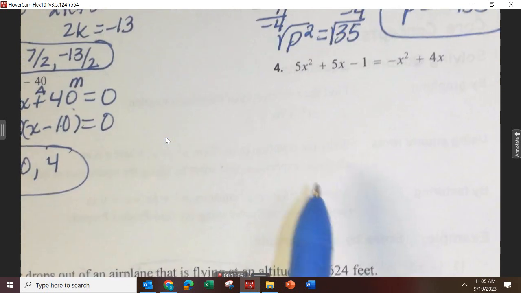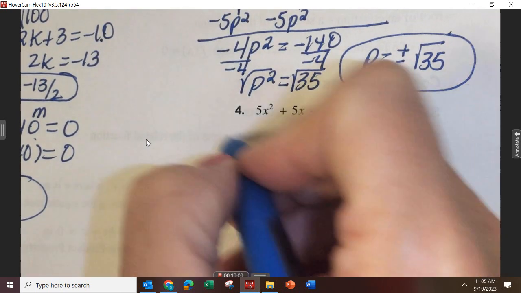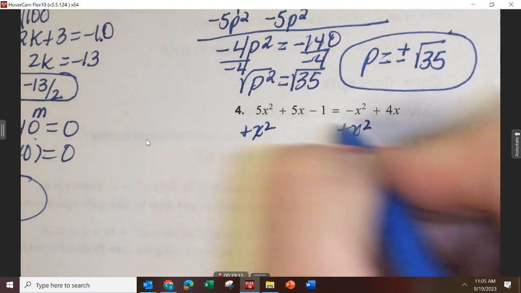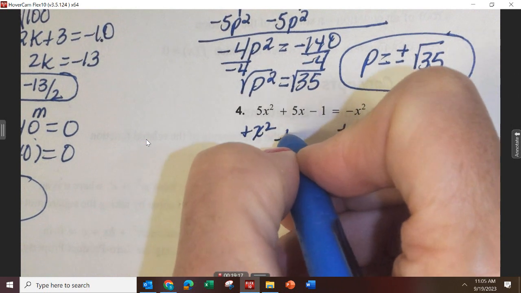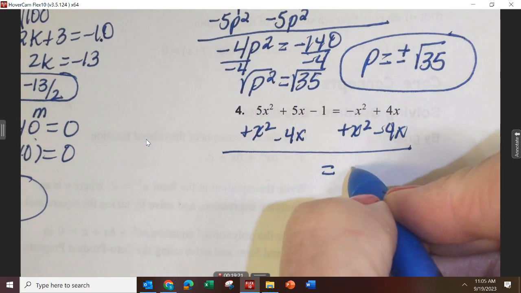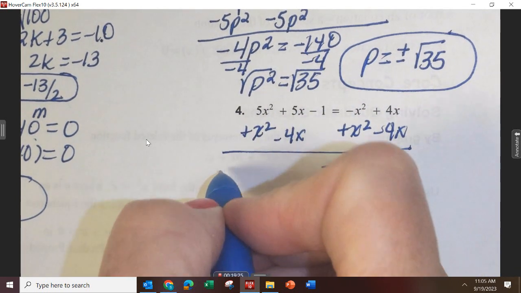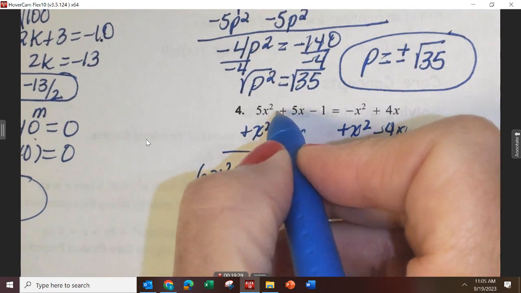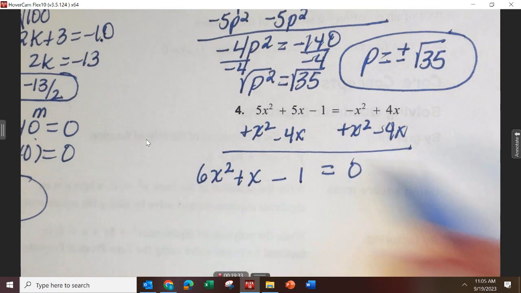Always get it set equal to 0 first. All right, let's do this one together. I'm going to get the x squared over, so I'm going to add x squared. I need to get the 4x over because I always want to get it set equal to 0. So now I'm going to have 0 on the right. 5x squared plus x squared, what is that? 6x squared. And then 5x minus 4x is an x. And then I still have the negative 1.